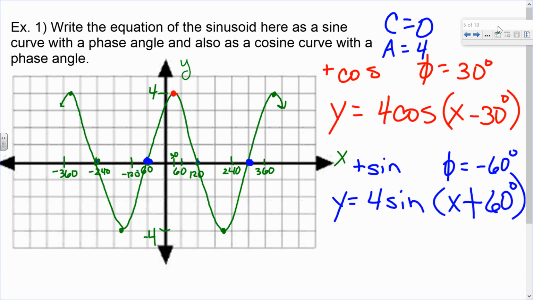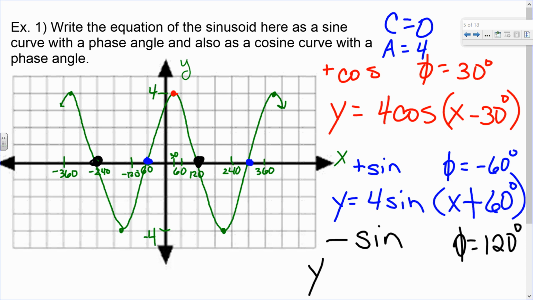Okay, for good measure, let's do one more. Let's do minus sine. Minus sine graphs normally cross the y-axis at what kind of point? Center line decreasing. So here's a center line decreasing. Here's another one. Which one's closer to the y-axis? So phi is positive 120.